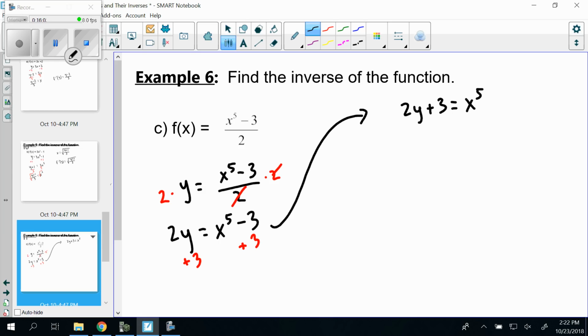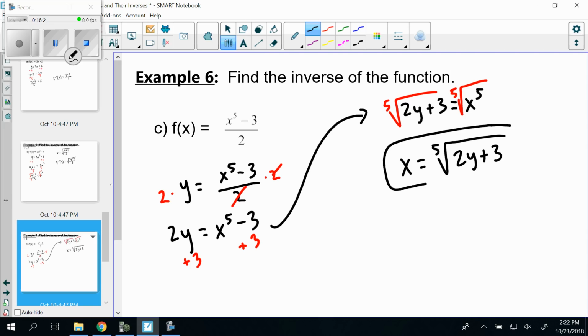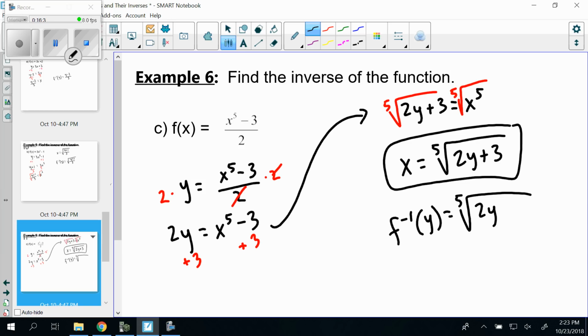Okay, last step, now we have to get rid of that power of 5. How do we get rid of a power of 5? We can't square root. Here we want to do the 5th root. The 5th root undoes a power of 5, so we want to take the 5th root of each side. And so x is going to equal the 5th root of 2y plus 3. Or in that inverse notation, that would be the 5th root of 2y plus 3. So one of those would be acceptable.